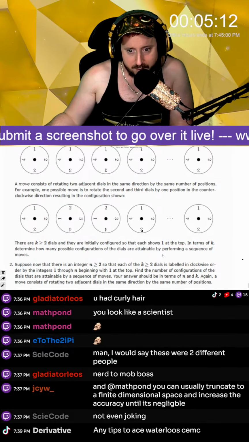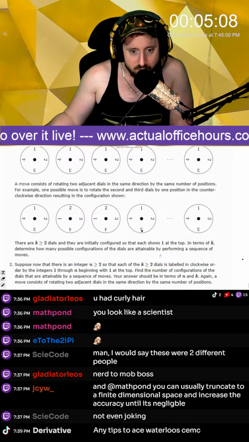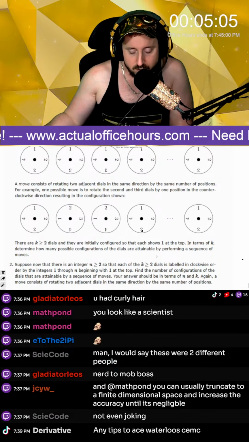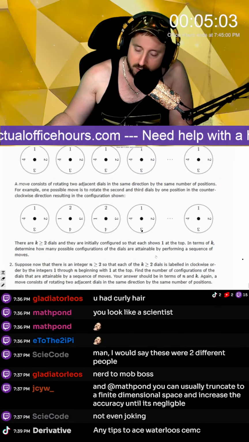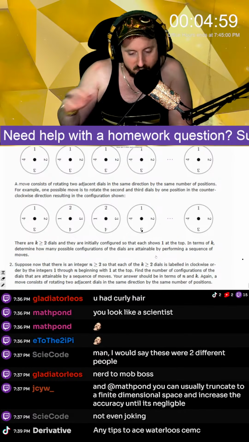In terms of K, determine how many possible configurations of the dials are attainable by performing a sequence of moves. What's a sequence of moves, by the way? Sorry. Am I allowed to perform as many moves as I want?